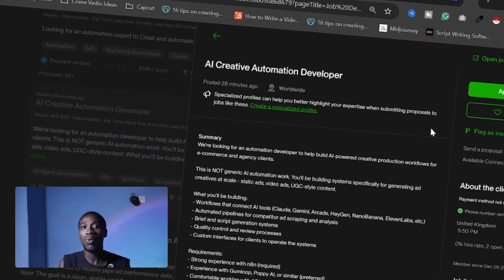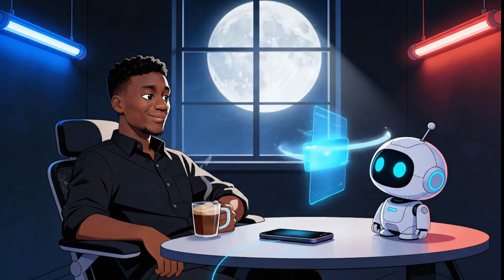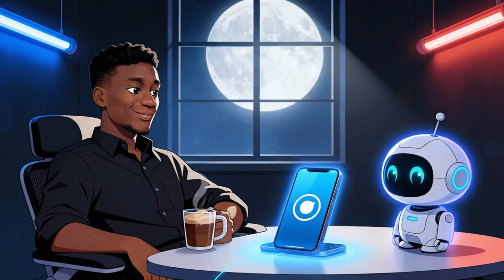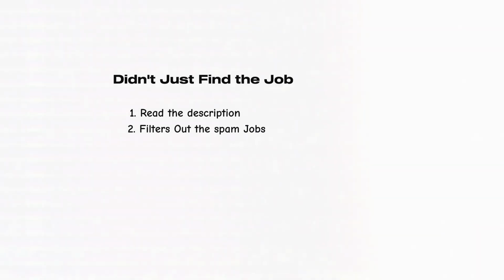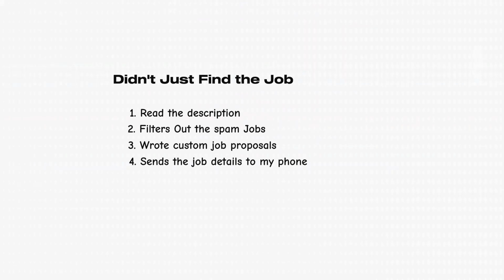While most freelancers are frantically refreshing the Upwork feed, hoping to be the first to apply, my AI agent just found me a high-ticket lead. And it didn't just find the job. It read the description, filtered out the spam, wrote a custom proposal based on my portfolio, and sent a link directly to my Telegram on my phone. I built this system from scratch using n8n and Airtable, so I'll never search for jobs manually on Upwork again.